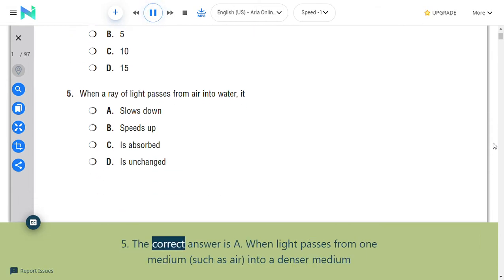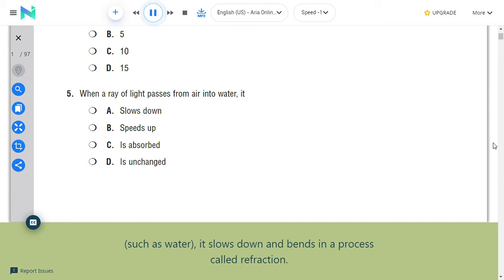5. The correct answer is A. When light passes from one medium, such as air, into a denser medium, such as water, it slows down and bends in a process called refraction.